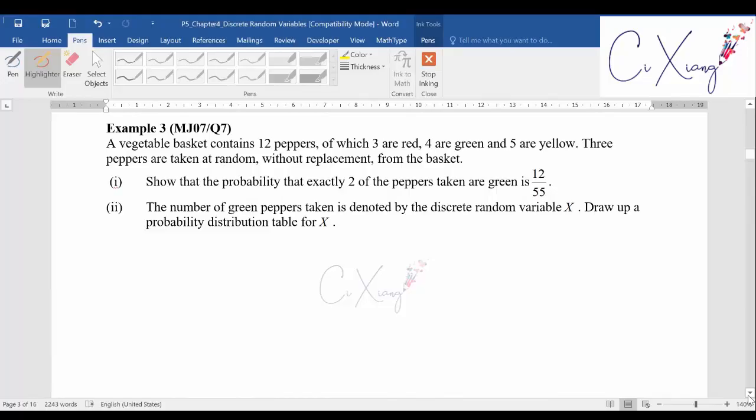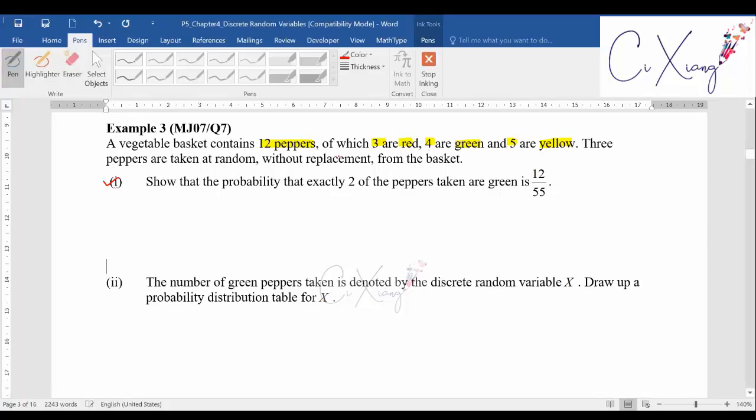Right, so what can you see here? We are having a basket with 12 peppers, and there are 3 red, 4 green, 5 yellow. Then 3 peppers are taken at random without replacement from the basket. So for the first part, they want you to show that the probability that exactly 2 of the peppers taken are green is 12 over 55.